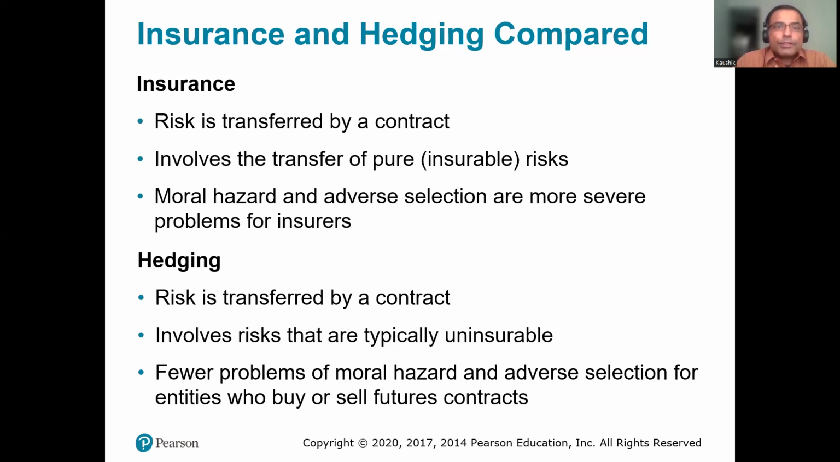In the case of insurance, moral hazard and adverse selection are some problems faced by insurance companies. Whereas in the case of hedging, we notice that these are not a significant problem because the counterparties who get into hedging contracts are knowledgeable and hence there is less chance of moral hazard or adverse selection. By knowledgeable, I mean both are available.